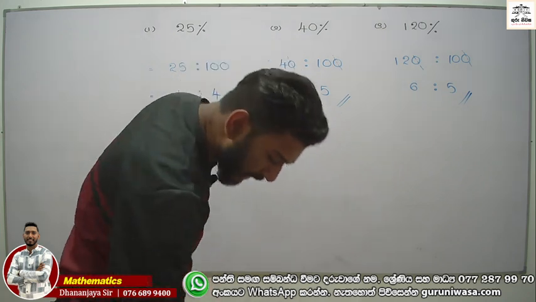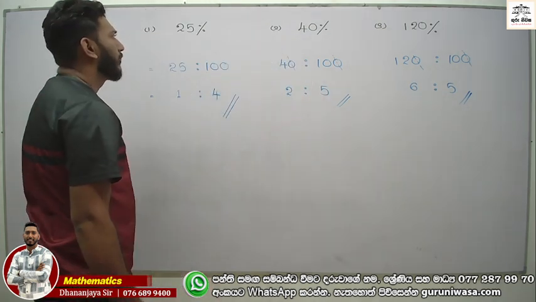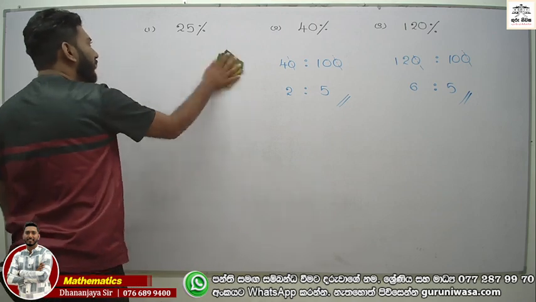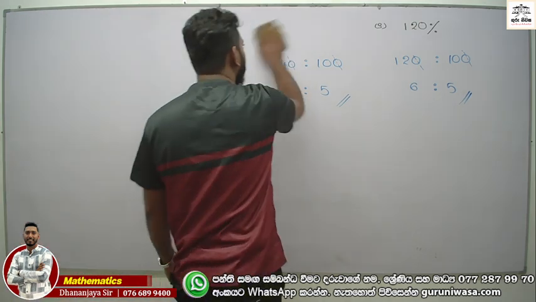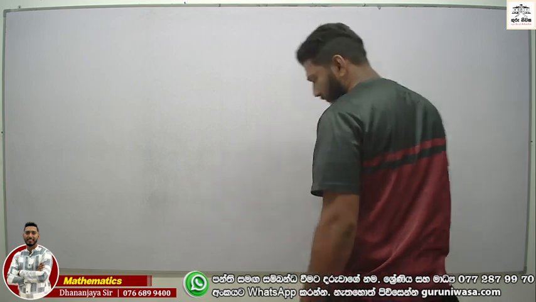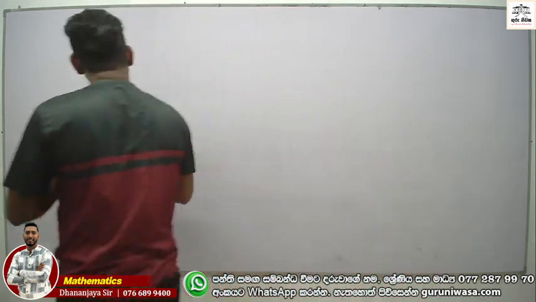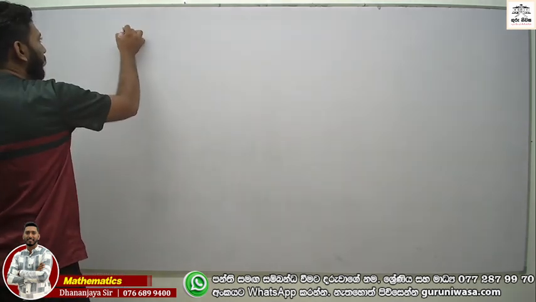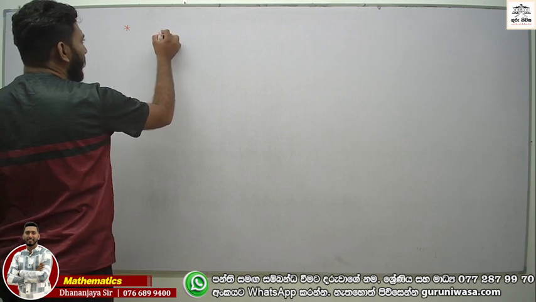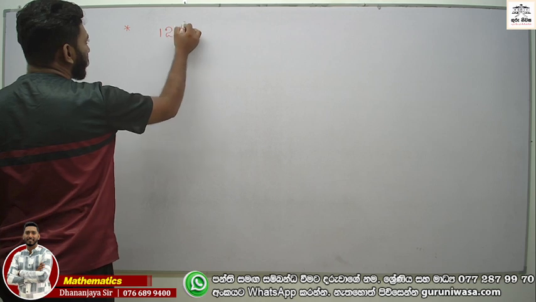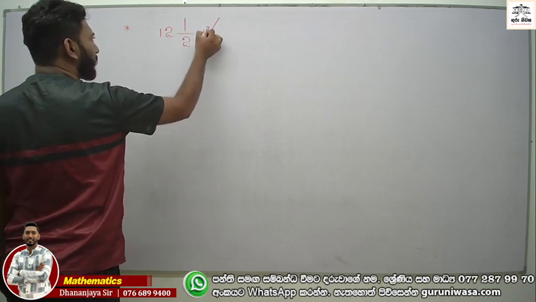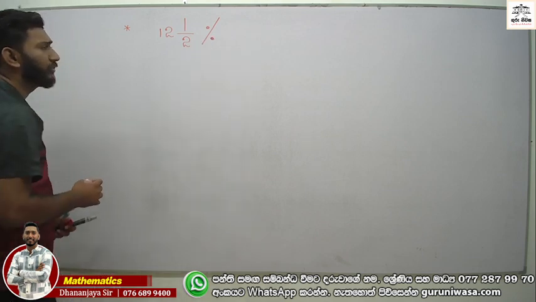Right. Now I'm going to discuss percentages that are like mixed numbers, right? This is example number 4. Now, if a question like this comes, how do we do it? This is very important, like these mixed questions. Let's take 12 and a half percent. Right. Now this is the question.